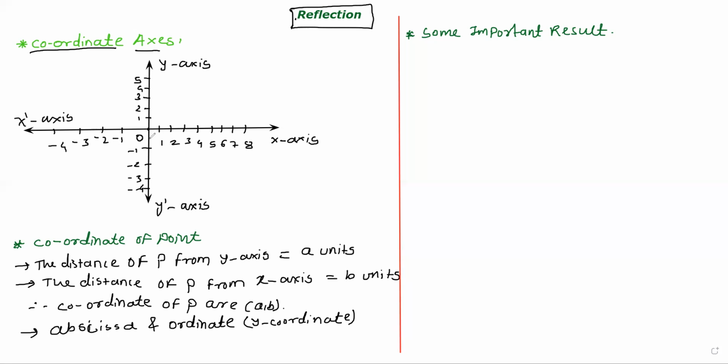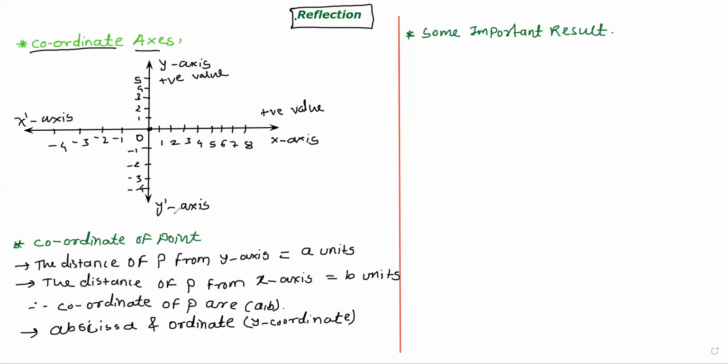Next, from point O in the right direction, this side contains positive values. Similarly, in the upward direction, this line contains positive values. The x dash axis, from O to x dash, has negative values. From O to y dash, it also has negative values.